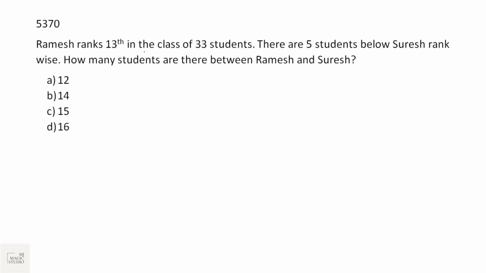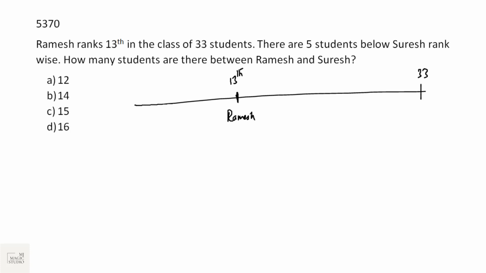Ramesh ranked 13th in the class of 33 students. There are 33 students and Ramesh is at 13th position. That means he is the 13th guy from the top. And there are 33 students. This is 33rd. There are 5 students below Suresh: 1, 2, 3, 4, 5. This should be Suresh. So Suresh is 32, 31, 30, 29, 28th position from the top.